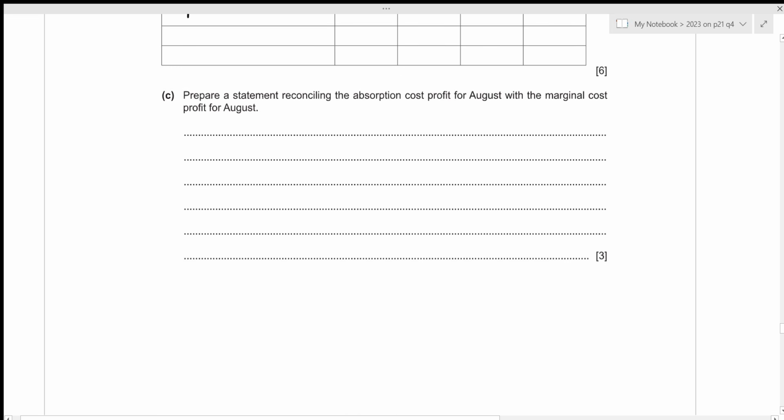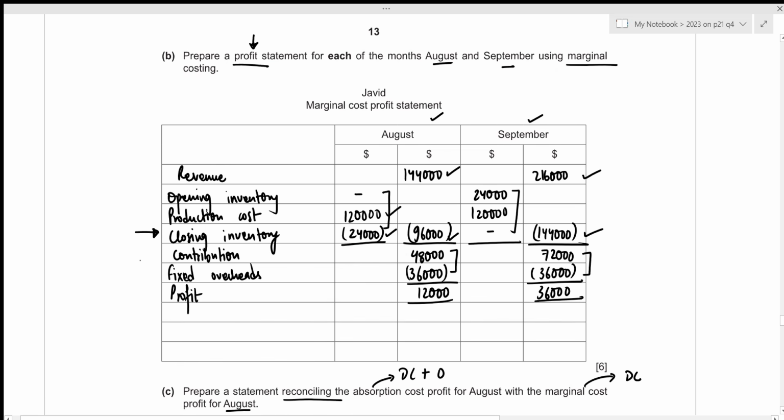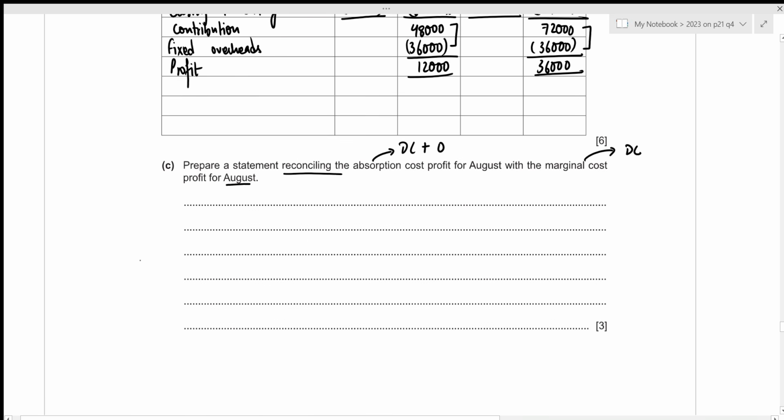We now need to prepare a statement reconciling the absorption cost profit for August with the marginal cost profit for August. Okay, remember that the only difference between absorption cost and marginal cost is that marginal cost only includes the direct cost, but absorption cost includes the direct cost as well as the overheads. And this difference is clearly seen while valuing the closing inventory in case of the month of August, right? Okay, let's prepare the statement.